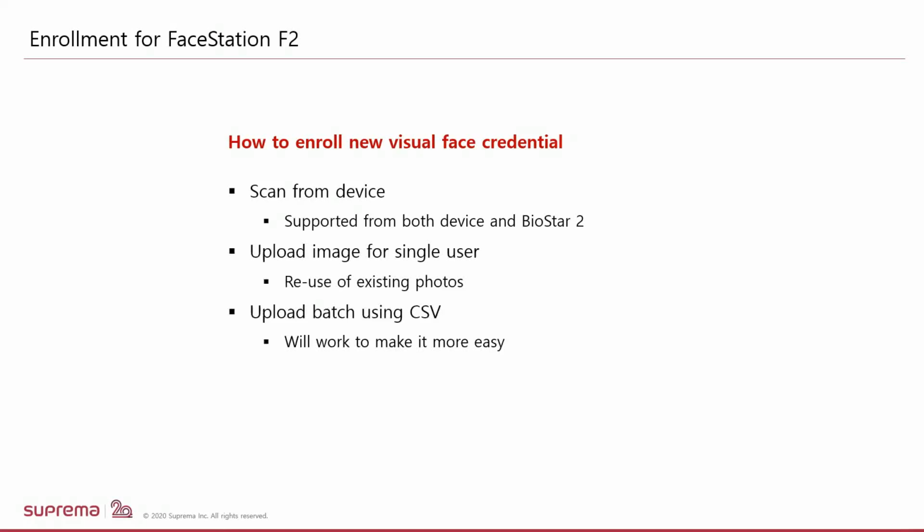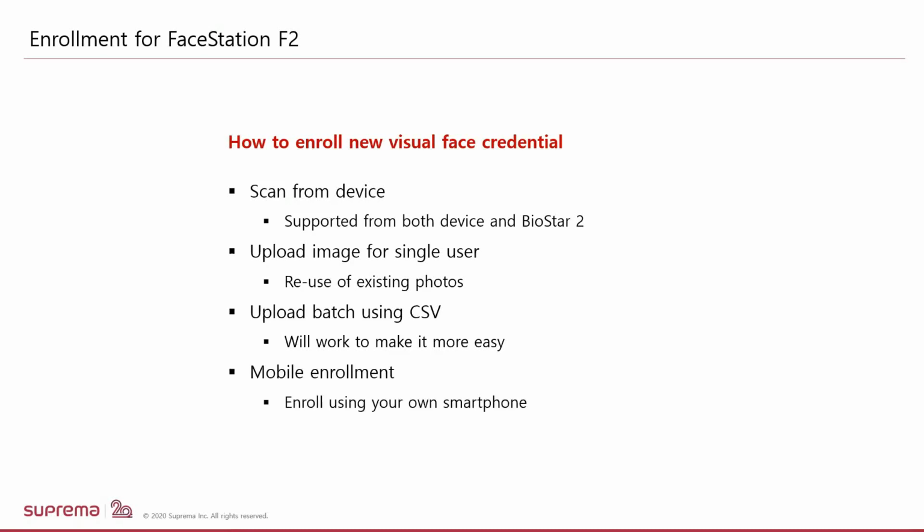Now, the second is about using an image. There are 2 ways to use an existing photograph of a user to enroll. You can upload it for a single user, which the menu is provided within the user enrollment screen, or you can do it in batch by using the CSV. So you can upload an image for a single user. I'll show you a screenshot later. You can use a CSV file to upload in batch when you have all the users' photographs.